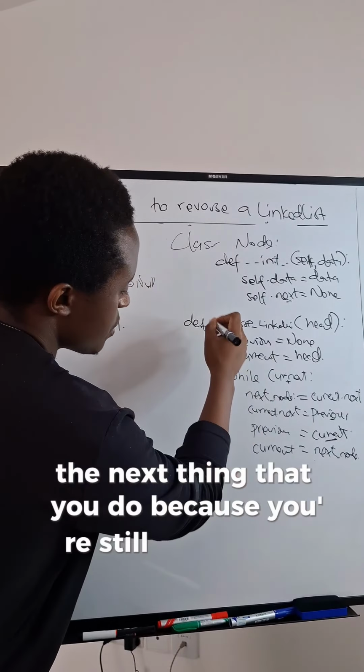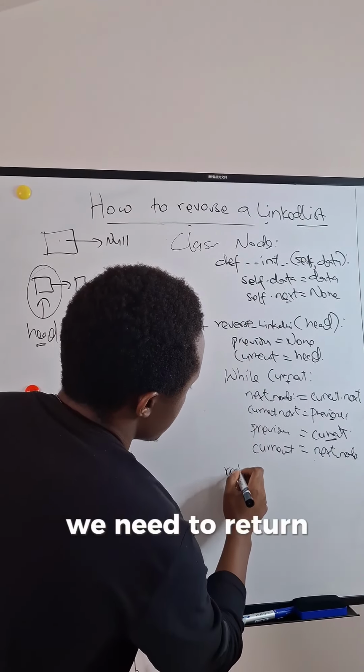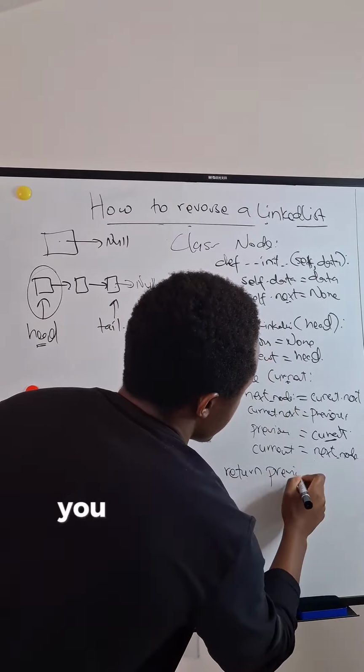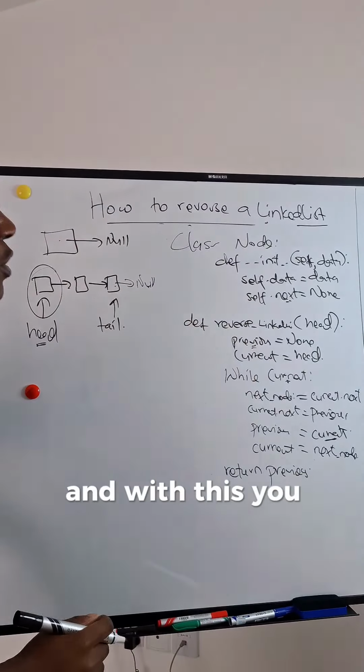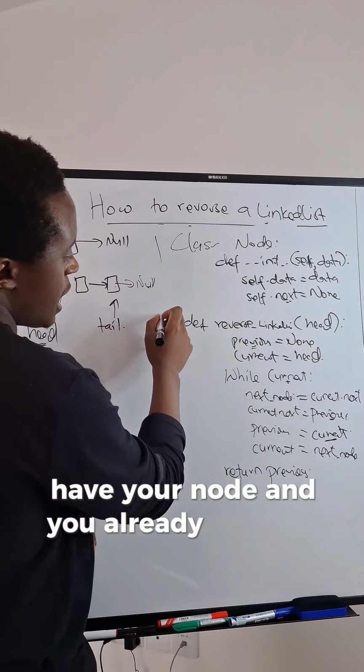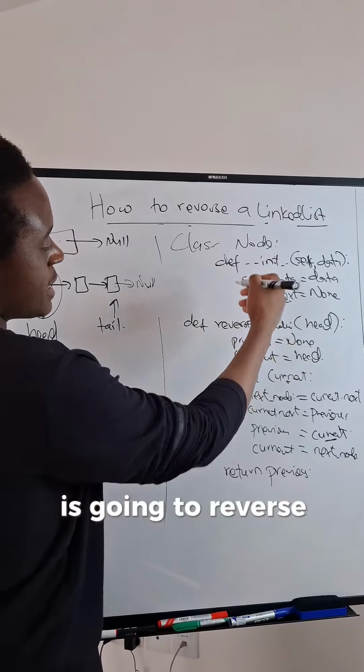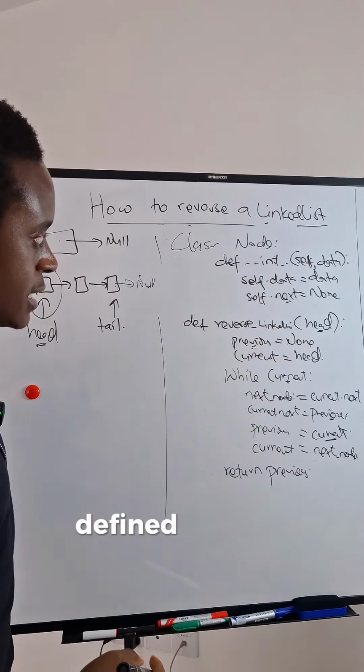The next thing you do, because you're still within this function, is return previous. Remember, this is the previous here. You need to return the previous. And with this, you already have your node, and you already have the function that is going to reverse the linked list from the head the way you defined it earlier.